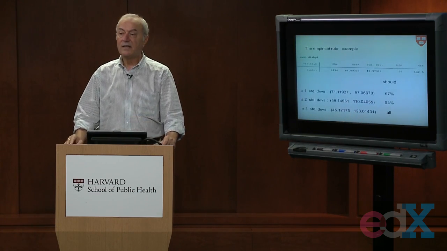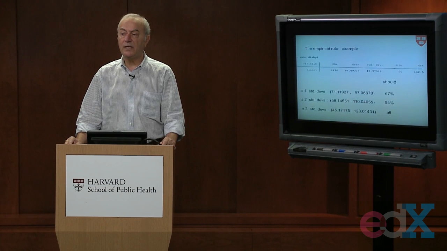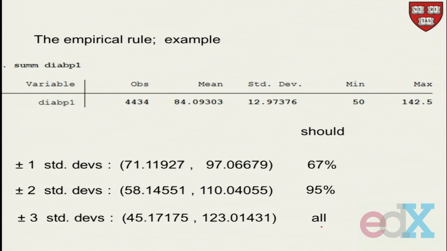So here is what the empirical rule says. We should have 67% with the first interval and 95% with the second and all with the third. What actually happens? What happens when we look at our data and see how many of the 4,434 observations fall inside this interval?